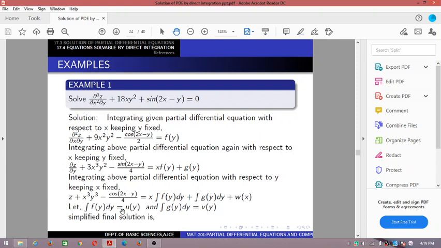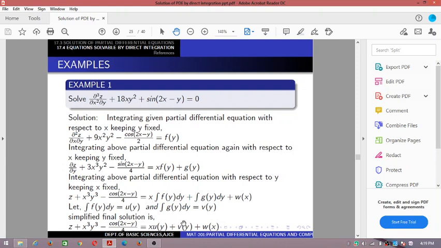Then we can substitute these two values in this equation. The final solution of the differential equation becomes z plus x³y³ minus cos(2x − y) divided by 4 equal to x into u of y plus v of y plus w of x. And this is a solution which contains 3 arbitrary functions.